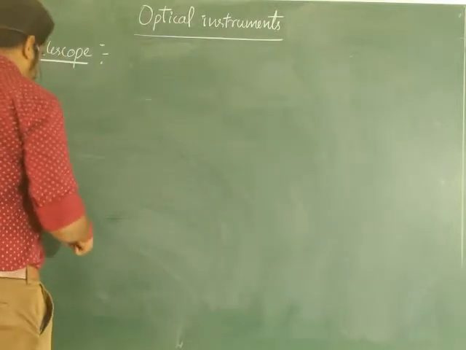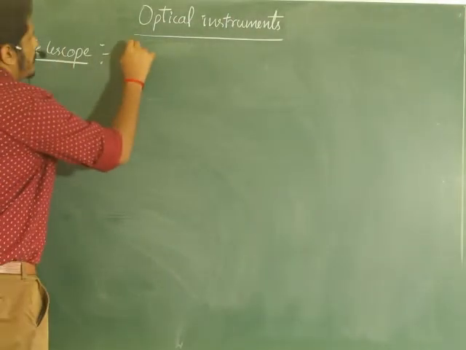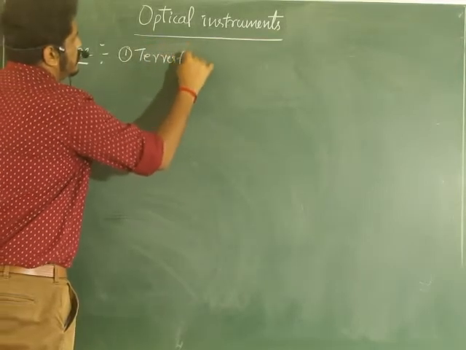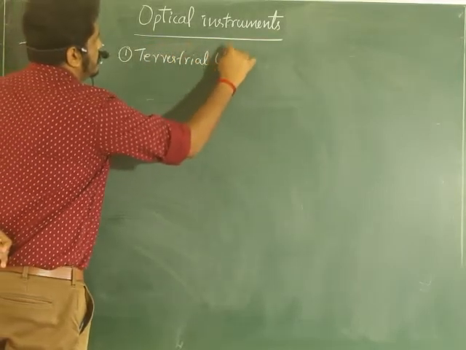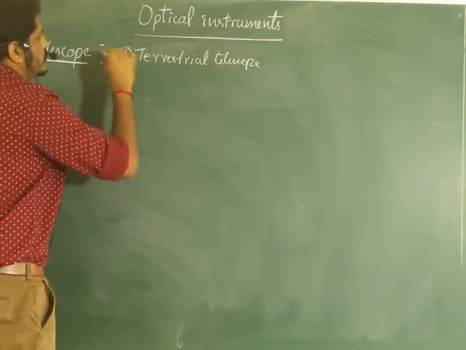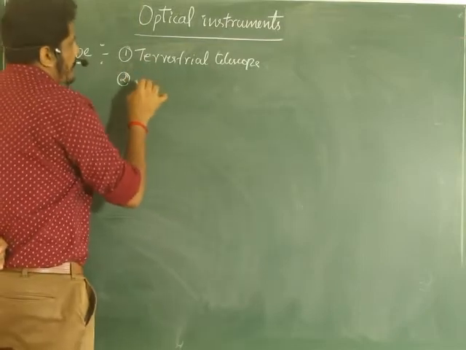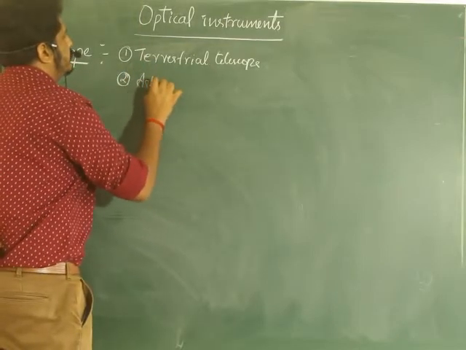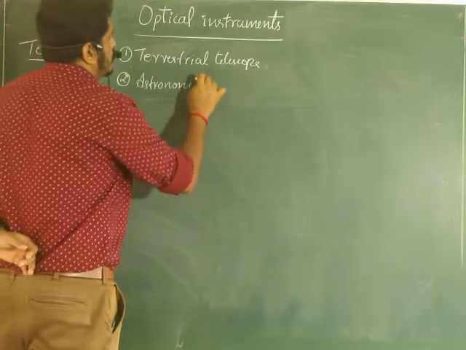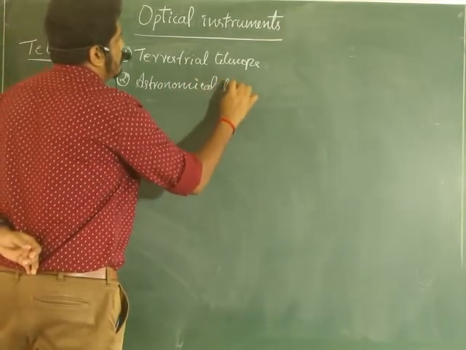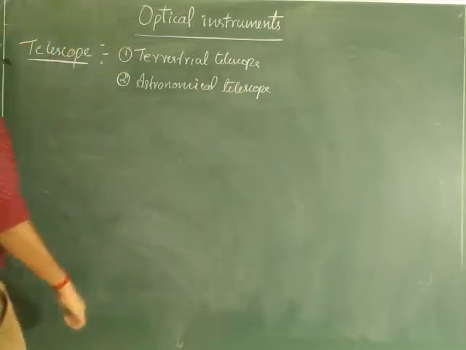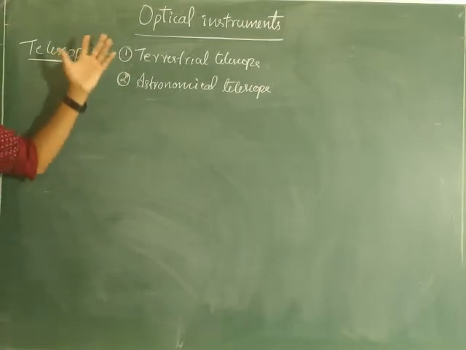So the first one is the terrestrial telescope. One more is to view celestial bodies. It is the astronomical telescope.